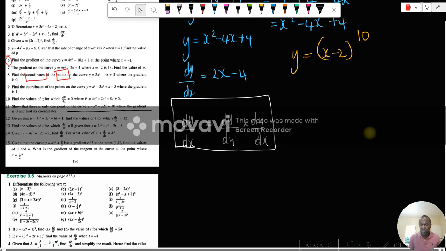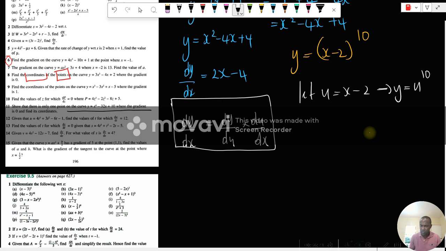In this particular case, for instance, we could do a substitution. Let u equal x minus 2. Now, if u equals x minus 2, then this simply means that y equals u to the power of 10, right? Then, of course, you can now say that du/dx is equal to 1. And over here as well, we can say that dy/du equals 10 times u to the power of 9. You with me so far?